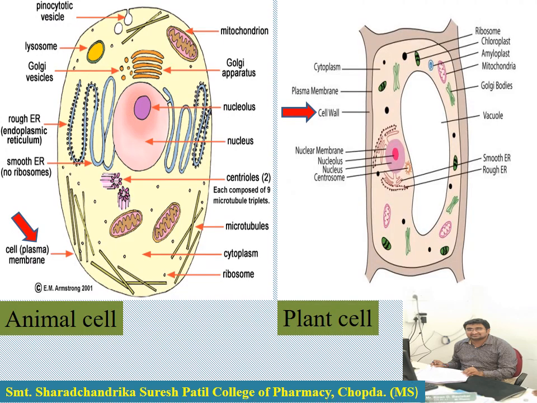These are the 2 different diagrams of a plant and an animal cell. You can see that in a plant cell, the cell wall is present, shown with the help of that red arrow. While in the animal cell, the plasma membrane is present as the outermost covering and the cell wall is absent.